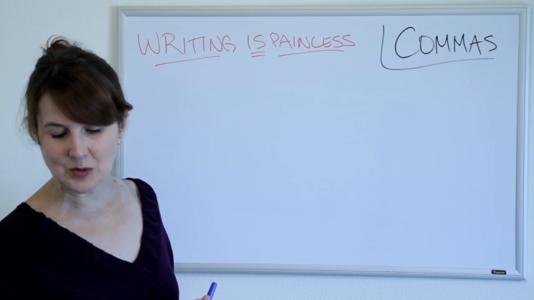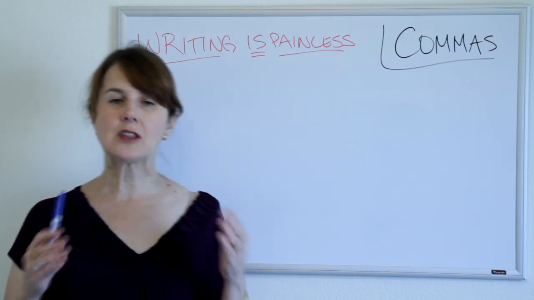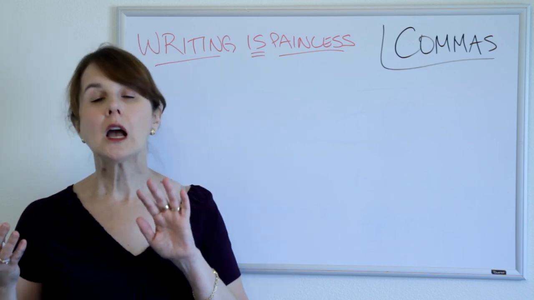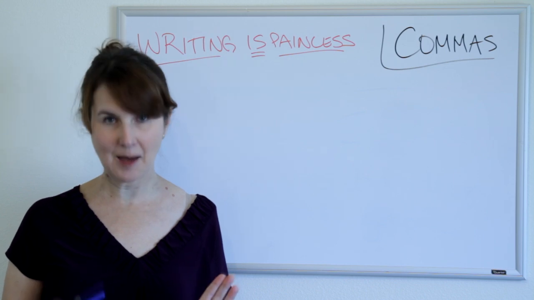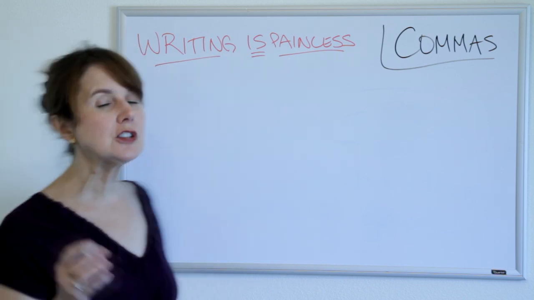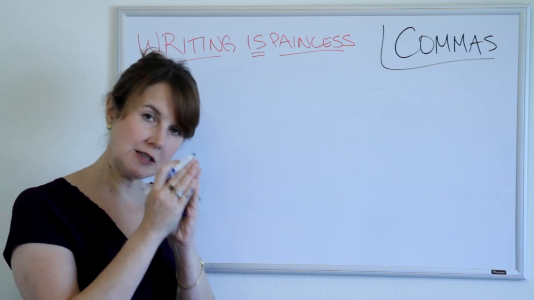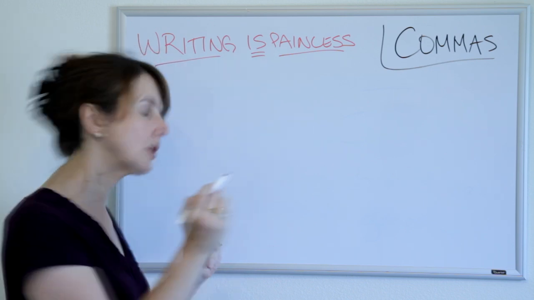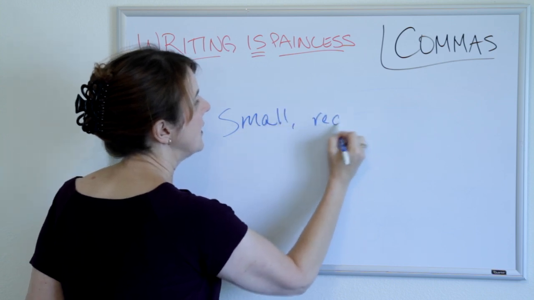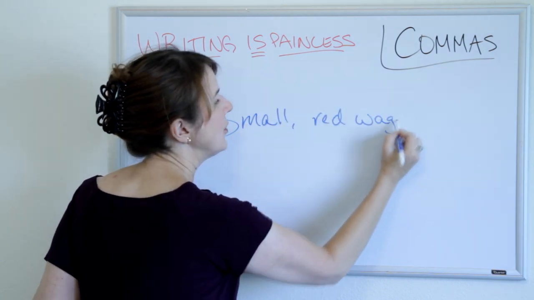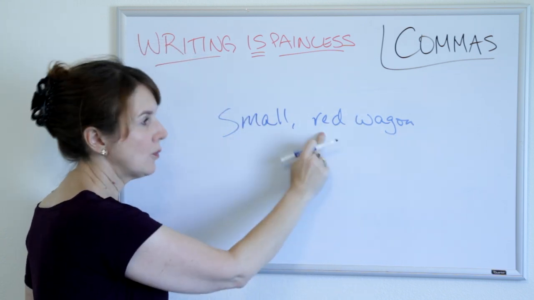But the last thing I do want to talk about, the last common use of commas, is what we call either coordinating or cumulative adjectives. The first is when we have coordinating, which means that both the adjectives in the sentence modify the same noun. So if you had a sentence like small, red, wagon, both the adjective small modifies wagon and red modifies wagon.